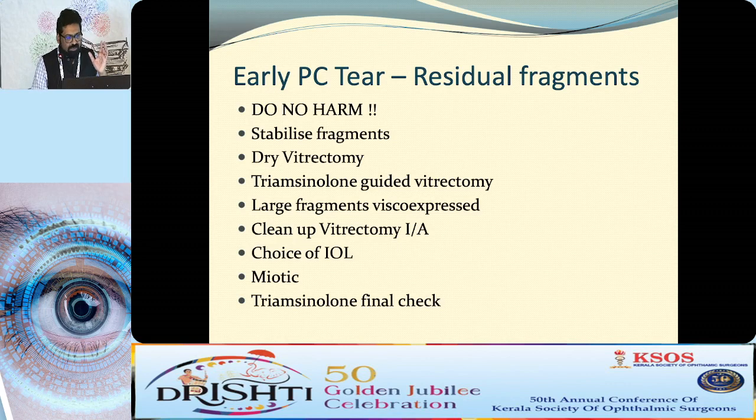stabilize the fragments. Whenever necessary, if you are not able to bring up the fragments into the anterior chamber, then use a dry vitrectomy and if necessary, use triamcinolone. The larger fragments can be visco-expressed. You should also do a cleanup vitrectomy. Don't stop with just removing the fragments. Try and remove as much of the cortex as possible using a vitrectomy IA switch.